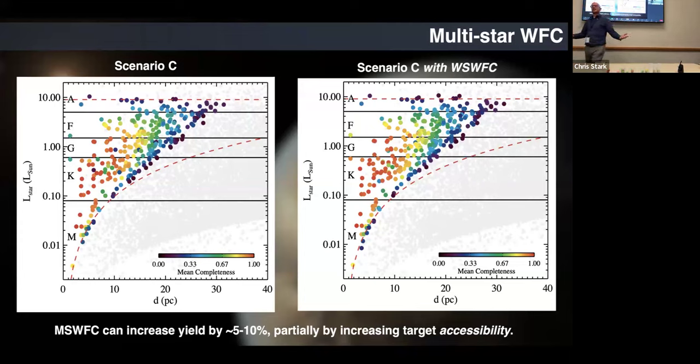If you have an instrument that allows for multi-star wavefront control so that you can suppress those binary stars, then you'd see a 5 to 10% increase in yield. It's really hard to see the difference here, but you see some points that are very dark on the left, and all of a sudden are very red on the right. So basically you're removing the binary light that prevented observation of those stars.